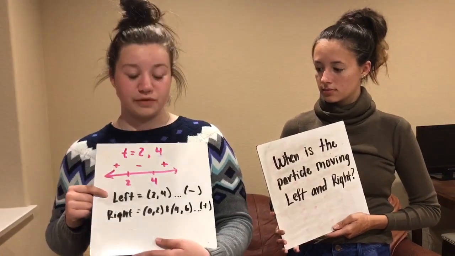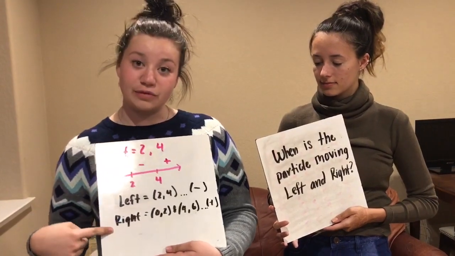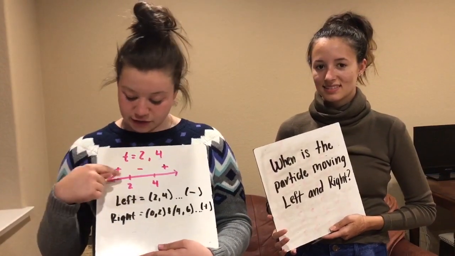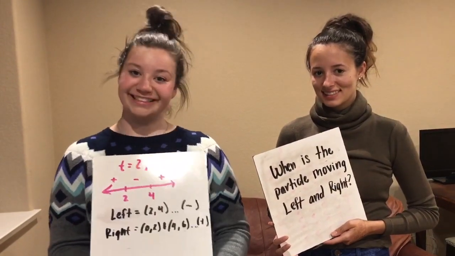We can see that the particle is moving left from 2 to 4 because it is negative. We can see that the particle is moving right from 0 to 2 because it's positive, and from 4 to 6 because it's positive again.